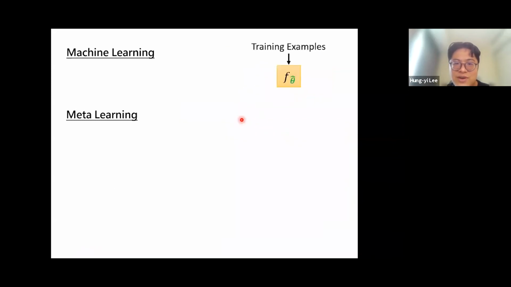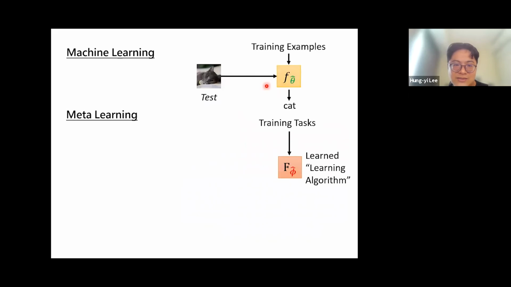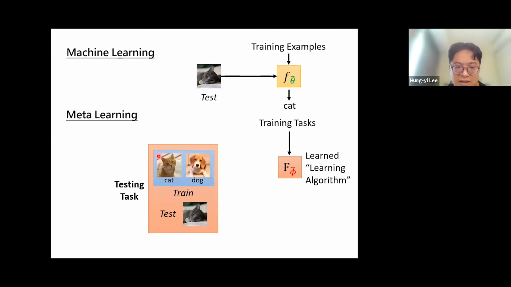Okay, so let's move on to the training process. In machine learning, you have some training examples, and you use them to obtain a classifier, and you can evaluate your classifier. And in meta-learning, you have some training tasks to find a learning algorithm, and then you evaluate the learning algorithm. If you have a testing task with some training examples, the learning algorithm can find a classifier based on the training examples. Then you have testing examples for the testing task, and you use them to evaluate the classifier, and hopefully you can get good results. So this is the framework of machine learning, and this is the framework of meta-learning.